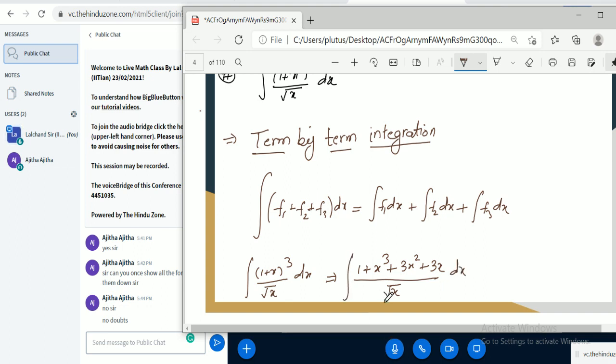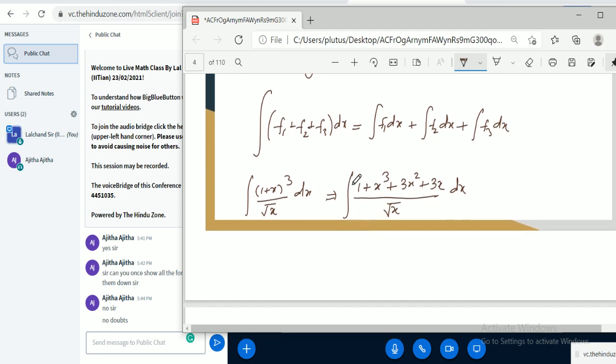If we divide each term by root x, we can simplify this expression as integral of 1 by root x plus, if we subtract the power here, the power will be 3 minus 1 by 2. How much? 5 by 2. Here 3 into x to the power 3 by 2, and 3 here will be root x, that means x to the power 1 by 2 into dx.